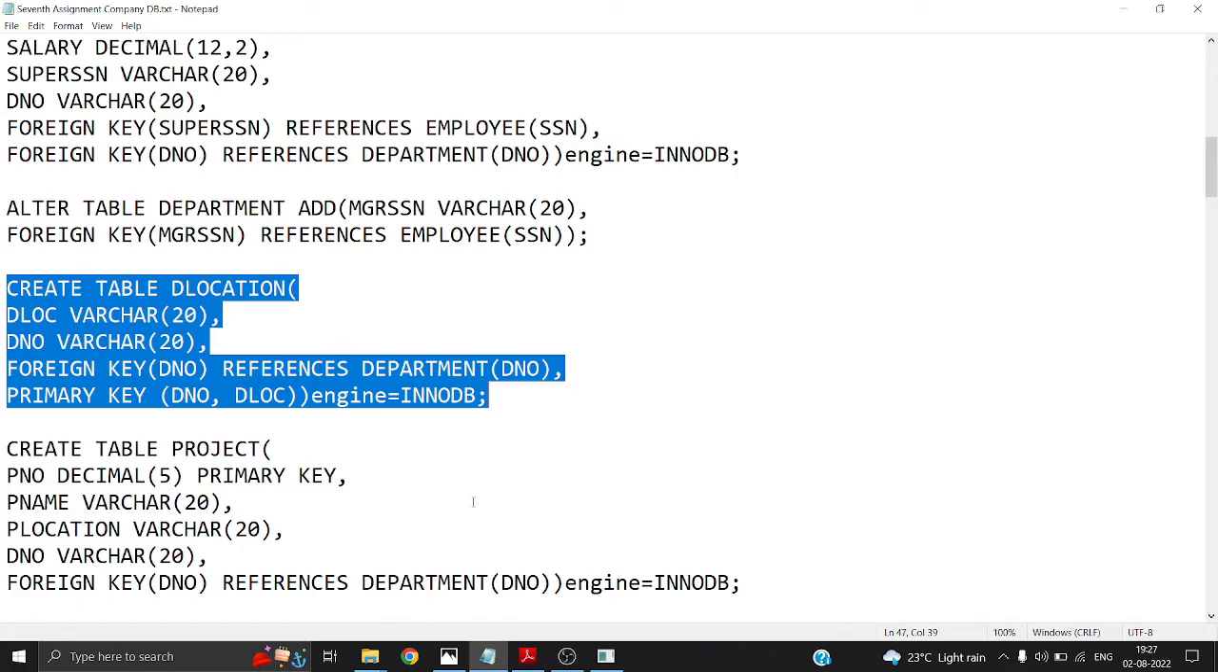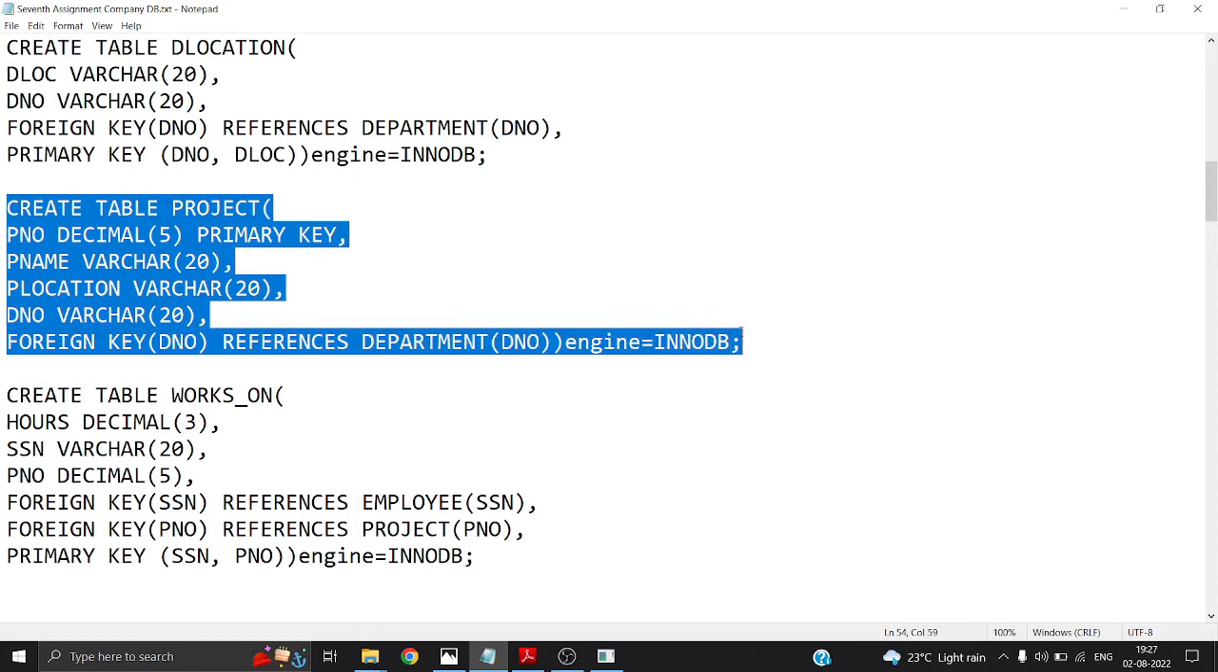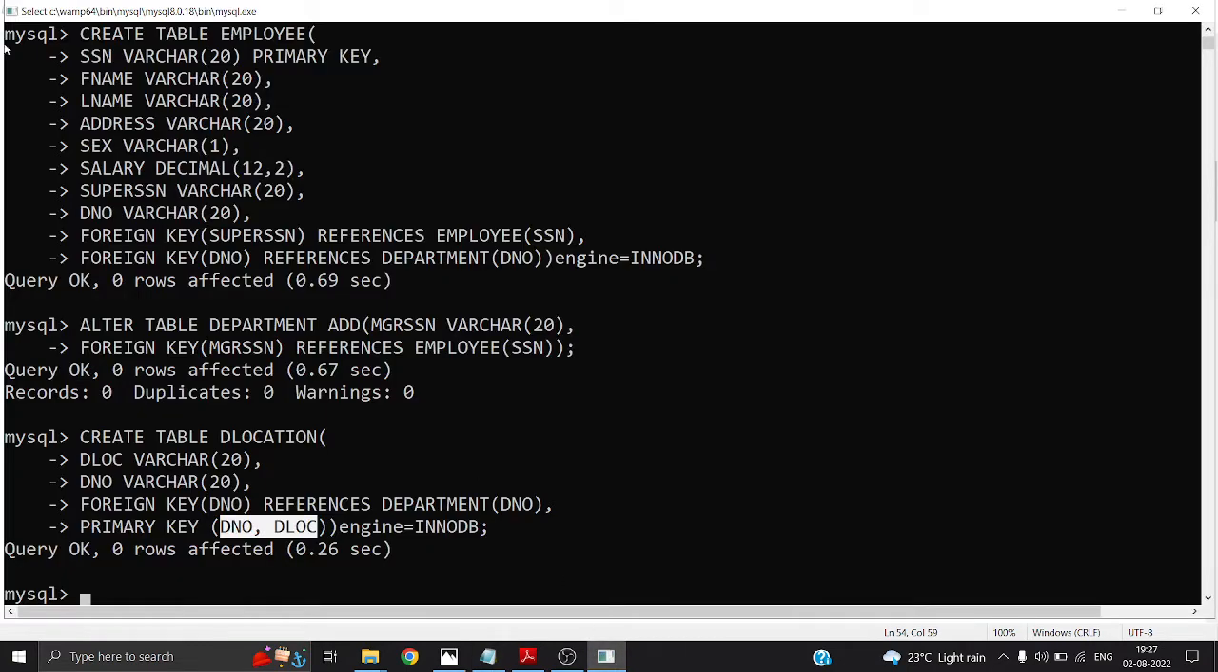Now again I will move ahead with the next table by the name project. We are going to create the table by the name project. So let me show you the creation of the table project.